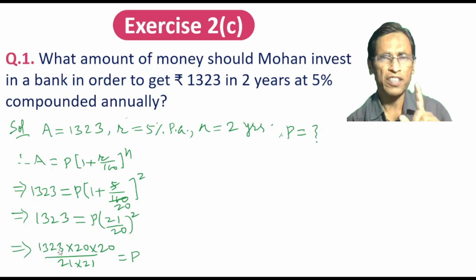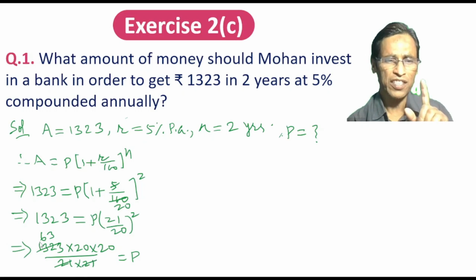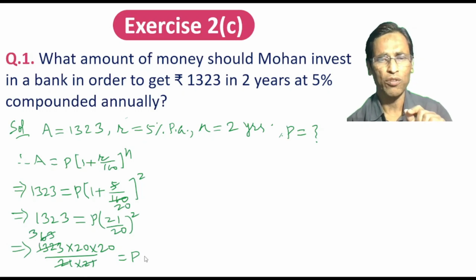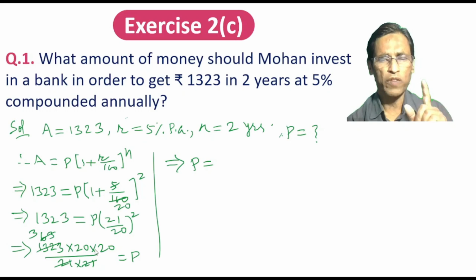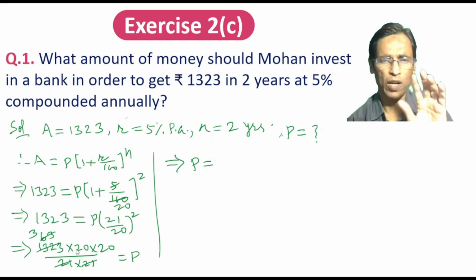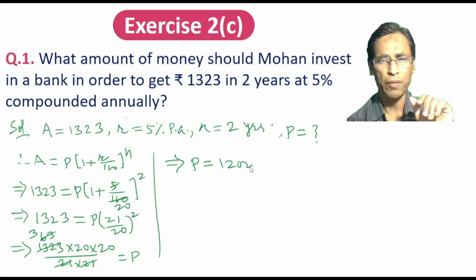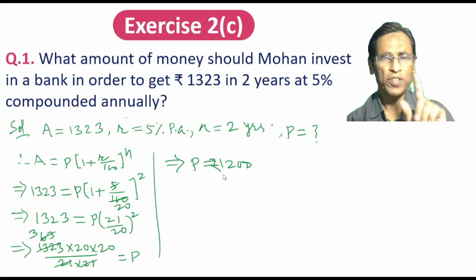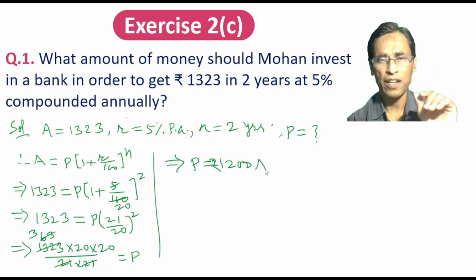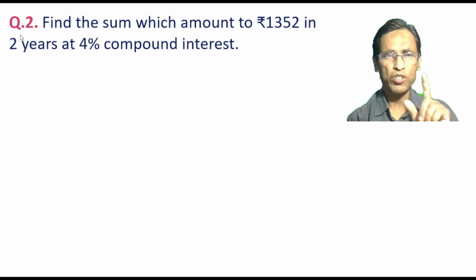Now 1323 is divisible by 21 in 63 times. Once again 21 can divide 63 in 3 times, and so now we have P equal to 3 into 20 into 20, that is 20 into 20, 400, and 400 into 3 is 1200. So P is 1200 in rupees. Therefore the amount to be invested is rupees 1200. Answer. Our next question is question number 2.